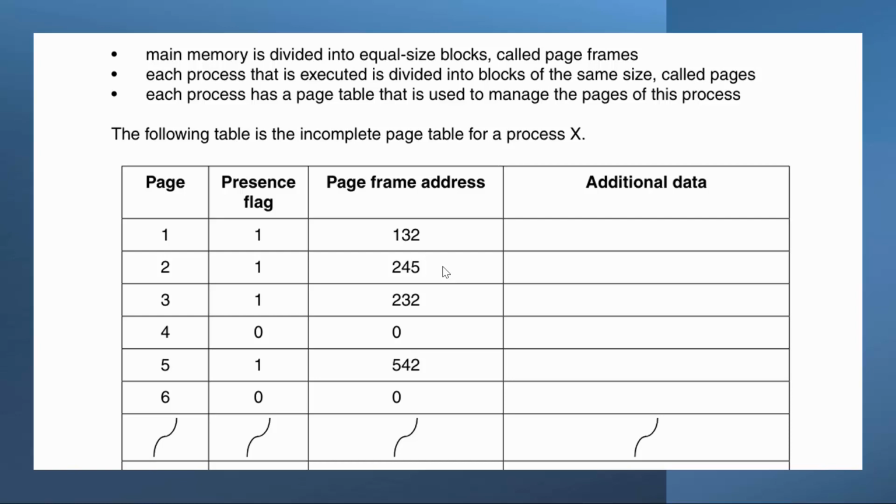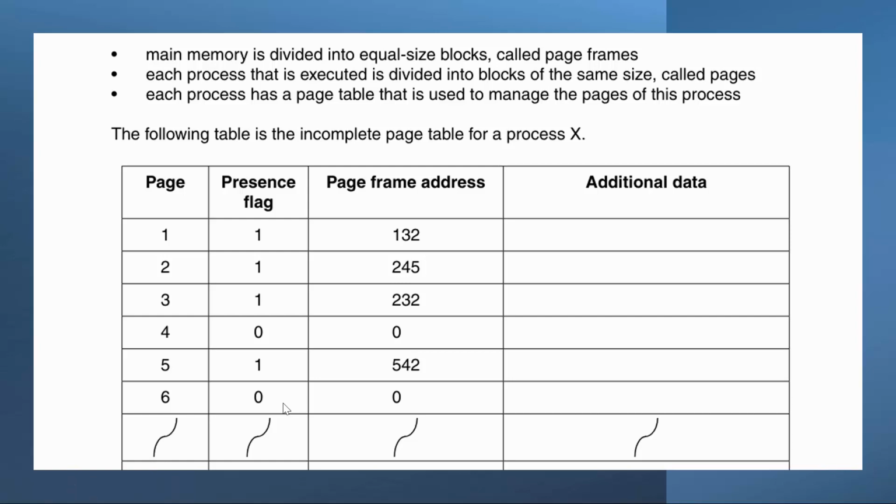Because it's in the main memory, it has to be located at a specific spot from the start of the RAM. So here, page 3 has a page frame address of 232. We know it's the 232nd page frame from the start of the memory. That's where these numbers come from, how far from the start of the memory it is. Now, if you look at page 4 and page 6, you'll notice they don't have a page frame address. It's 0. Why do they have a page frame address of 0? Because their presence flag is 0. They're not in the main memory.